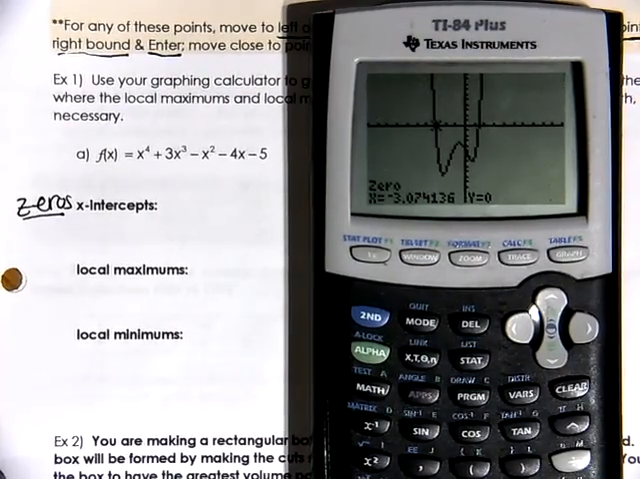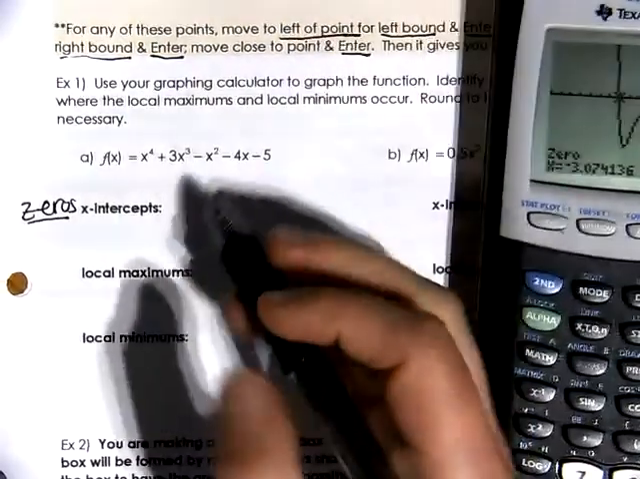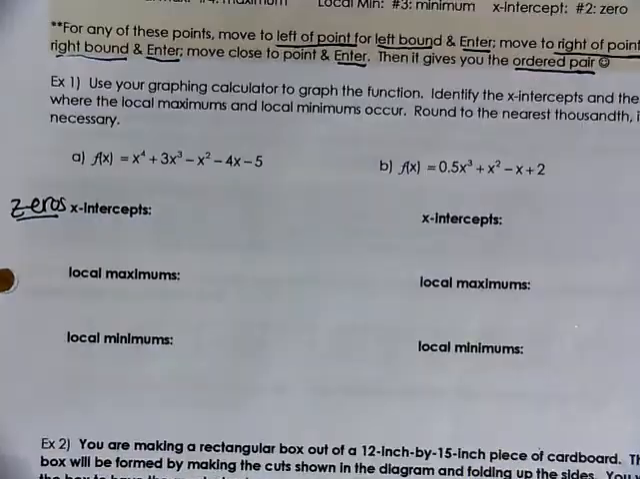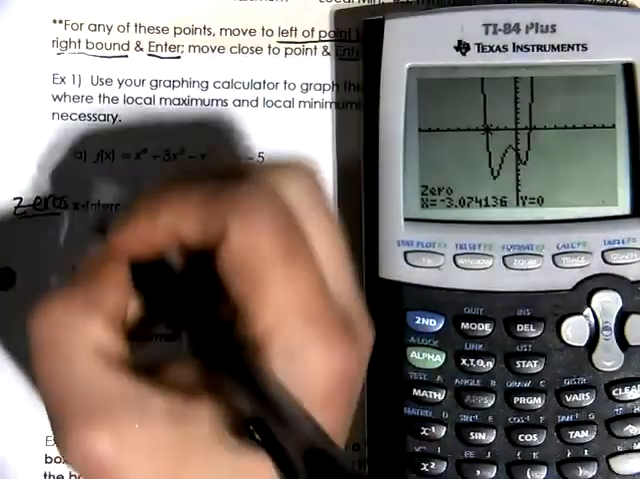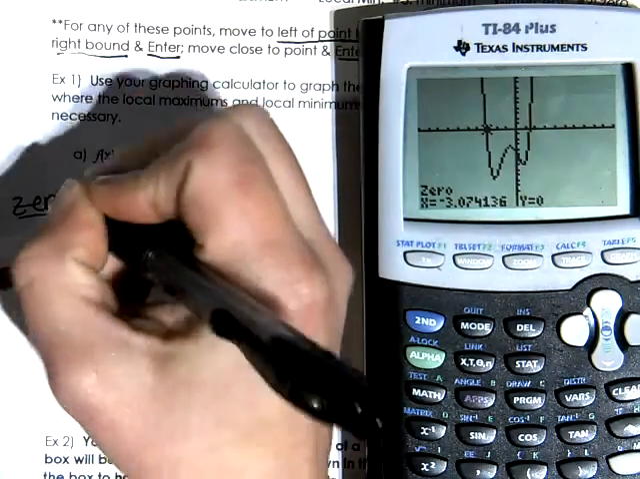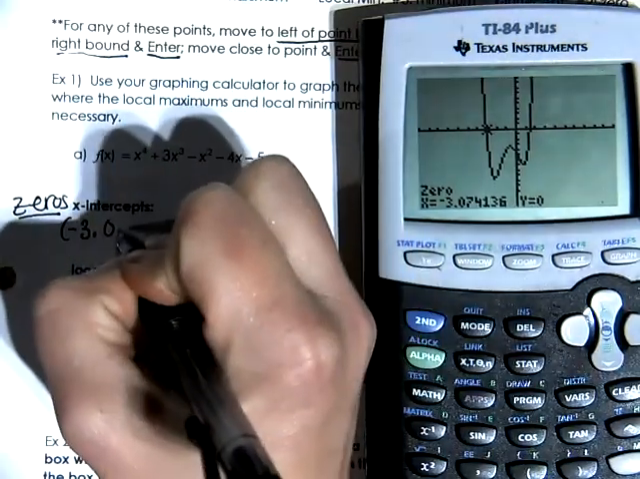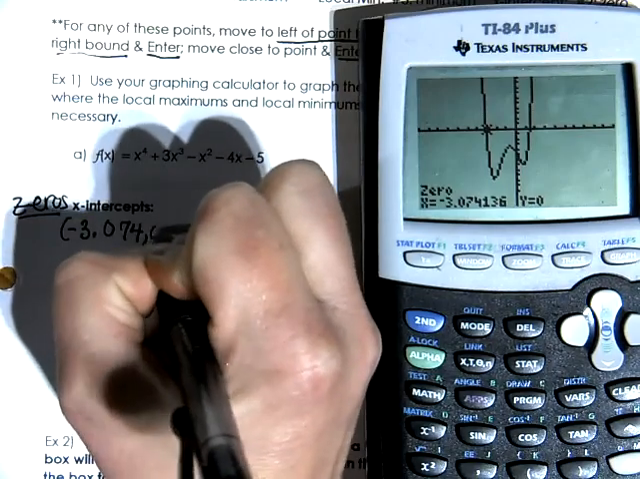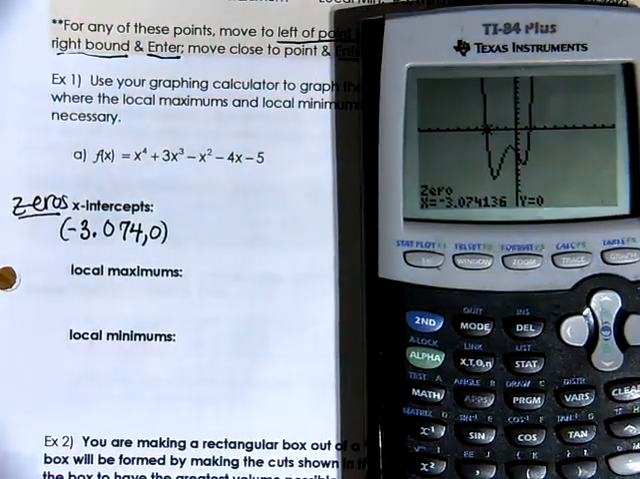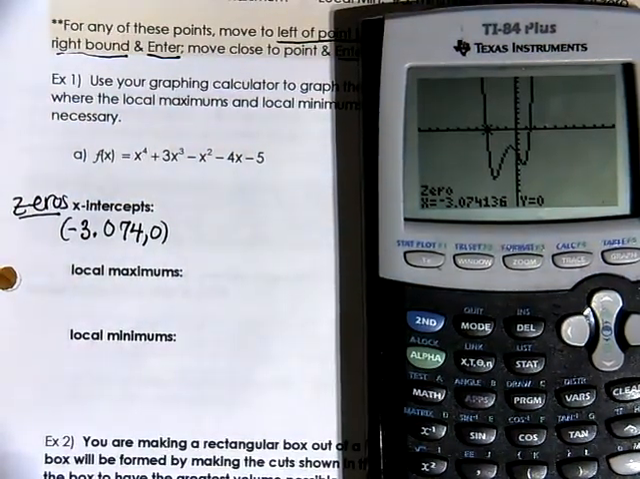Enter. And now I end up with my first 0, and we typically round our answer, or this is asking us to round to the nearest thousandth. So I'm going to write negative 3.074, comma 0. That's my first x-intercept. We always write x-intercepts as ordered pairs.